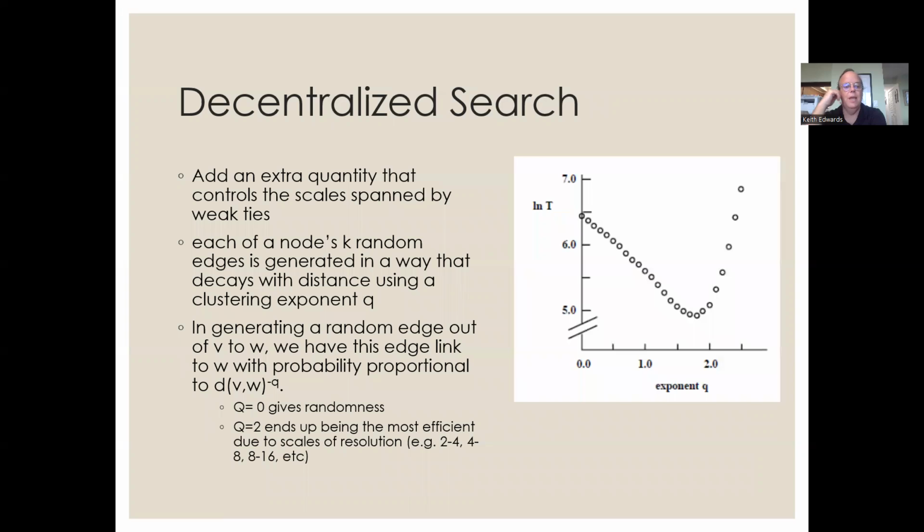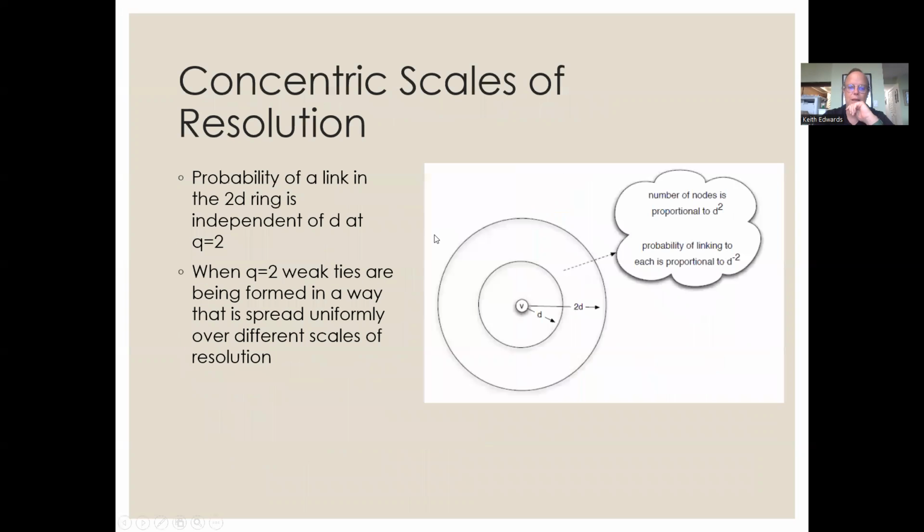In generating a random edge out of V to W, we have this edge link to W from V with probability proportional to the distance between V and W raised to the minus q. If q is equal to 0, we get that randomness. That can be any distance. q equals 2 ends up being the most efficient due to scales of resolution. For example, from 2 to 4, 4 to 8, 8 to 16, the powers of 2 moving out that way. So the probability of a link in the 2d range is independent of d at q equal to 2, and that's why 2 works really well for q.